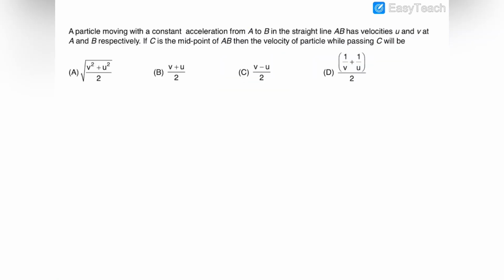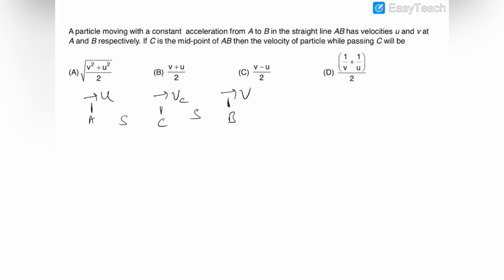Now you can see that in the first problem there is a particle which is moving with a constant acceleration from A to B in such a way that at point B its velocity is V and at point A its velocity is U. C is the midpoint of A and B, and therefore let us assume that the distance from A to C is equal to the distance from C to B, and we have to find out this velocity V dash or Vc.